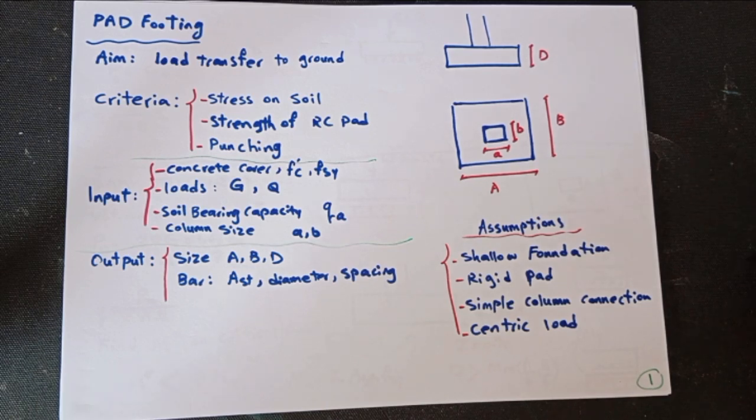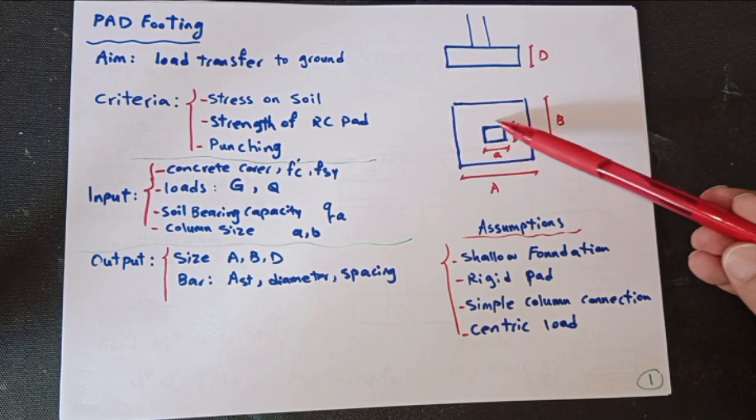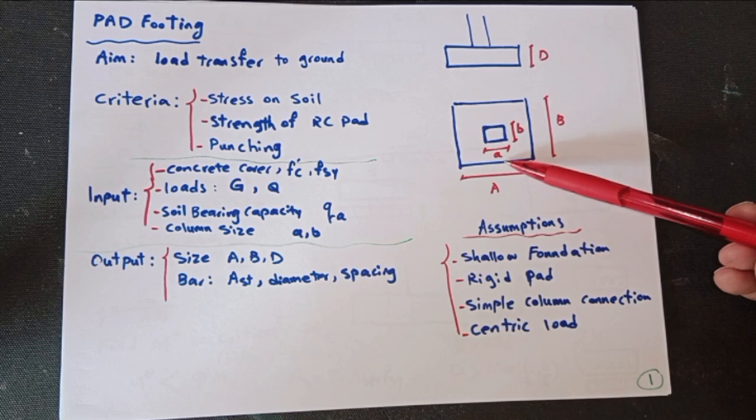We have three main criteria. The first one is soil rupture, that we check the stress distributed on the soil or bed. That should be less than the bearing capacity of the soil. The second one is pad itself, that should be capable of the loads applied on that. We generally check for bending and shear.